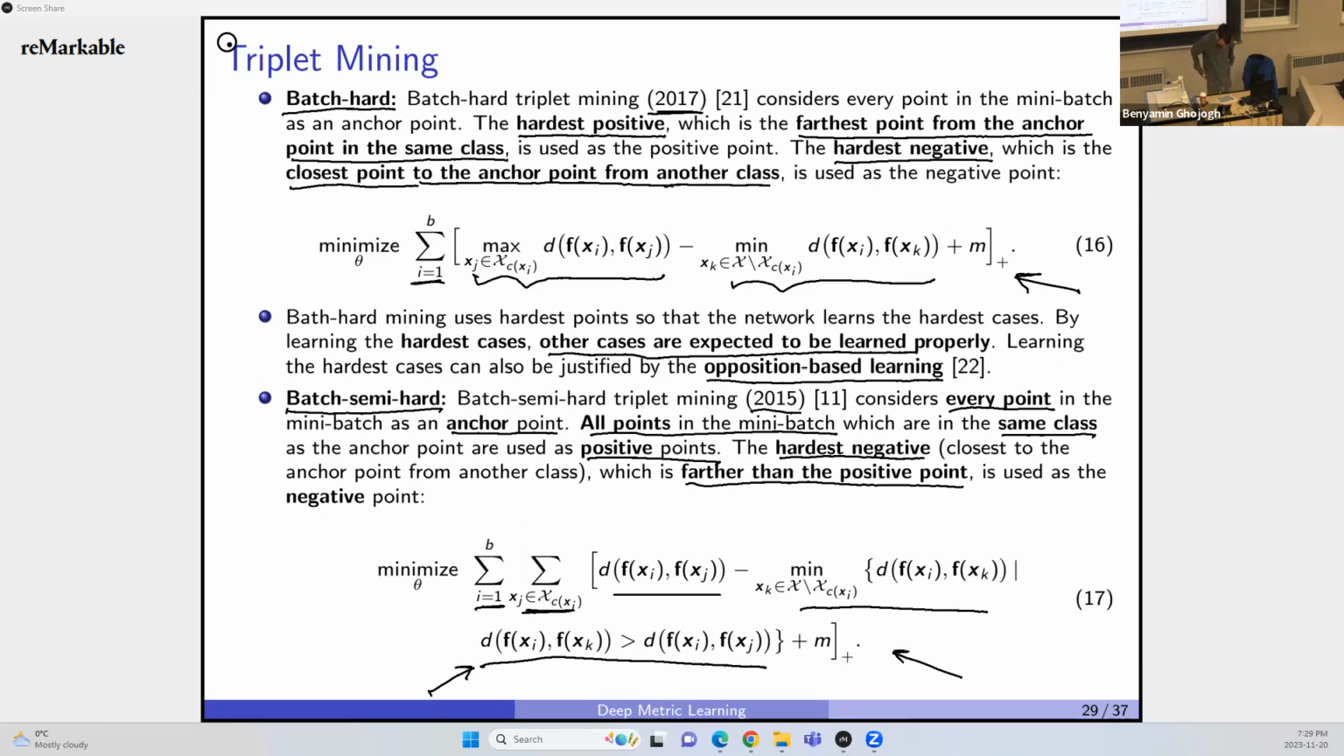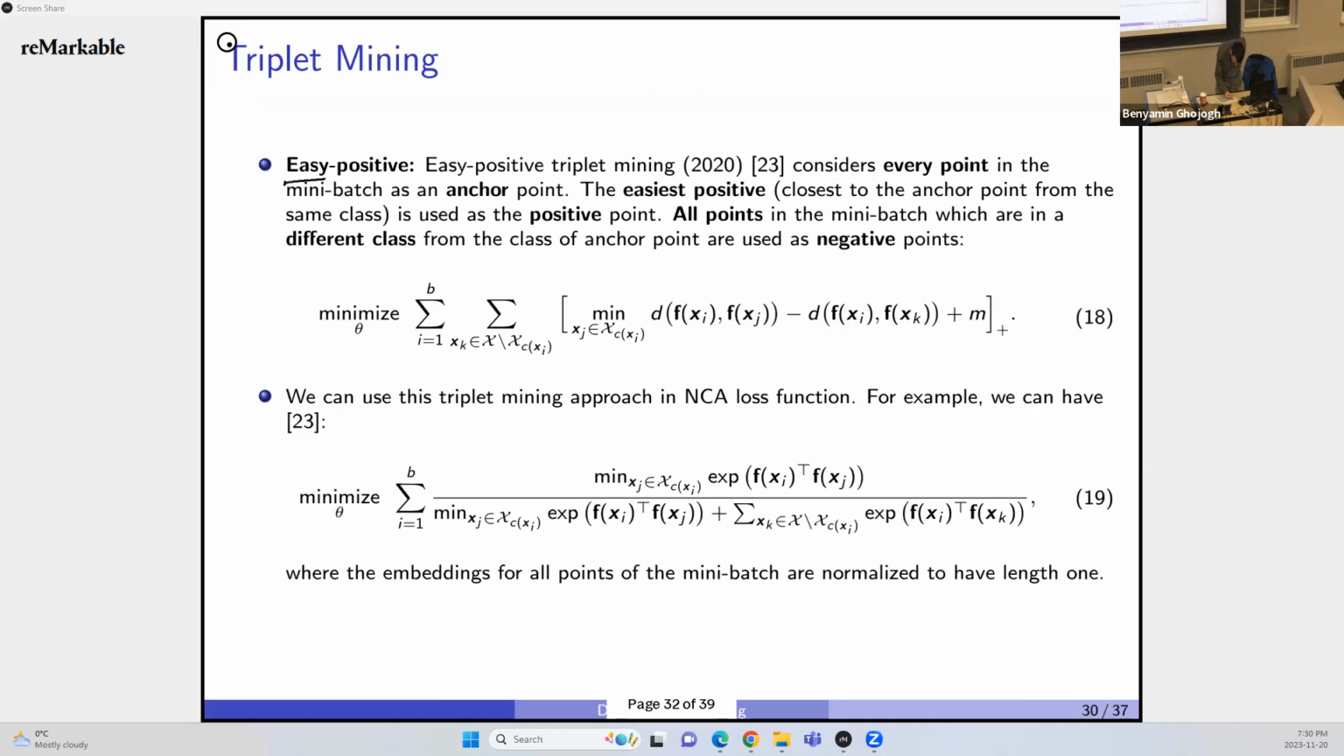Another one is easy positive, proposed in 2020. Close to the state of the art, right? So now it's very close to us. It considers every point as the anchor. The easiest positive, closest to the anchor point from the same class, is used as the positive point. So they take the easiest case, and all points from the different class as the negative. So for the positive points, they consider the easiest case.